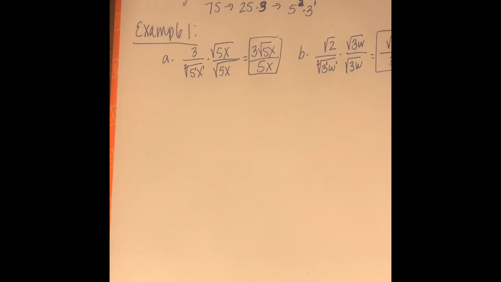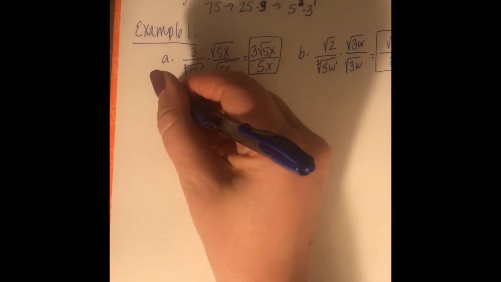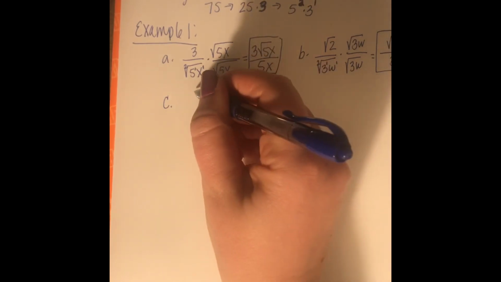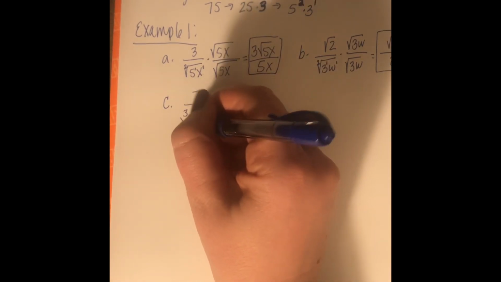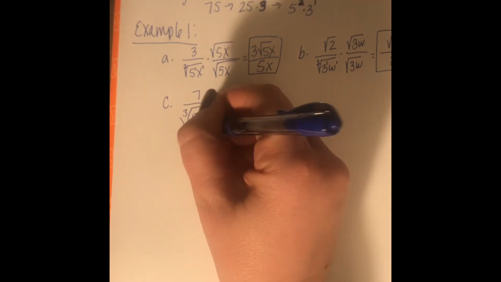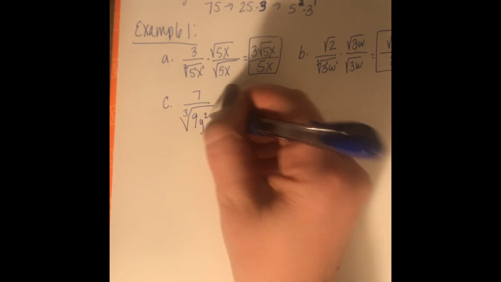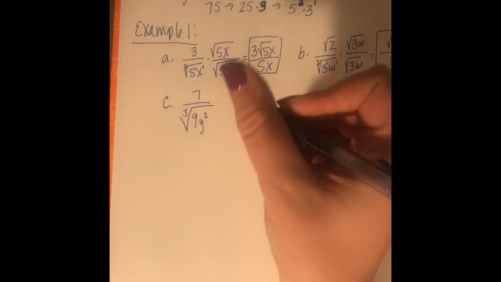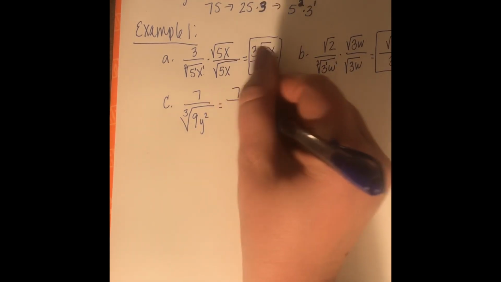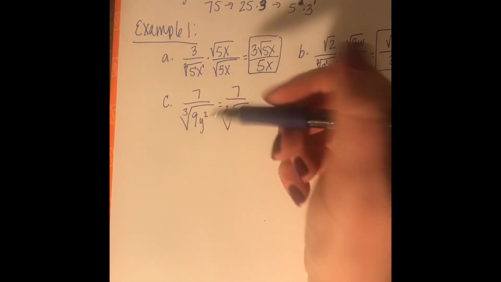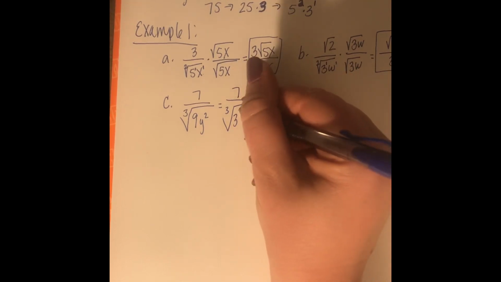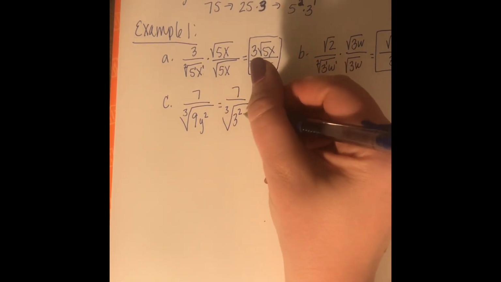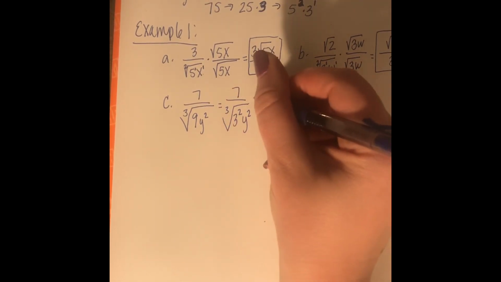Good. And moving on to C. This time we have 7 over the cubed root of 9y squared. Again, always writing numbers in terms of a squared quantity. So I'm going to rewrite this as 7 over the cubed root. Instead of writing 9, I'm going to write 3 squared. And y squared is just going to stay exactly the same.